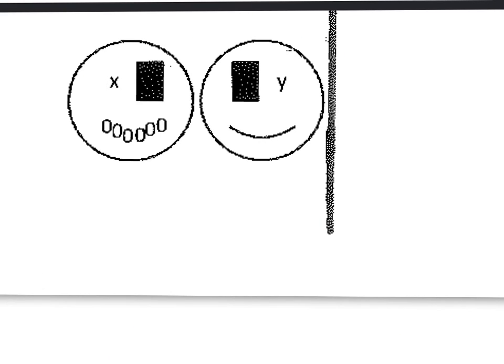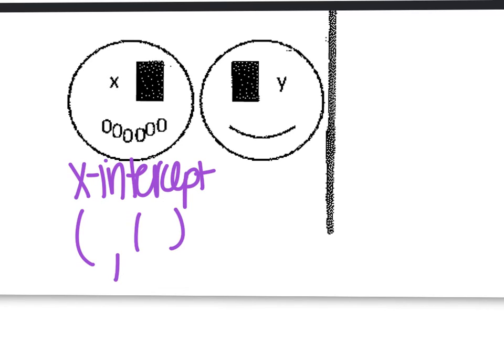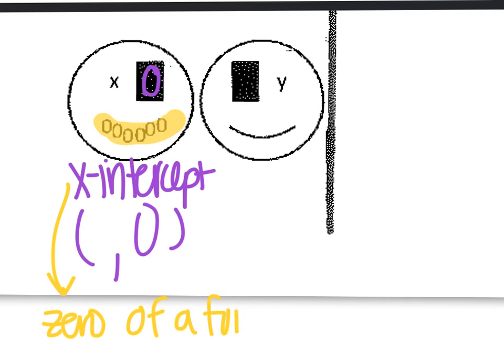These 2 happy faces are intended to help us remember our intercepts. So the happy face on the left is intended to help us remember our x-intercept. And whenever we have our x-intercept in an ordered pair, y is always 0. That's why there's a black spot over the right eye, because our y value is going to be 0 for every x-intercept. And you see these zeros here. That's to help you remember that the x-intercept is the same thing as the 0 of a function. Your x-intercept is the same thing as the 0 of a function.